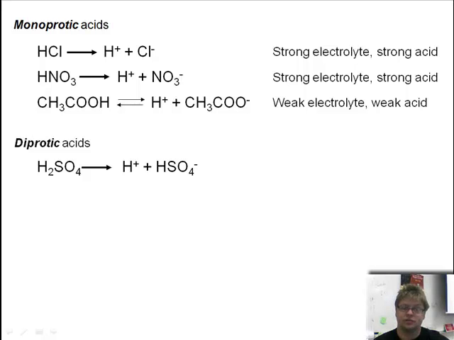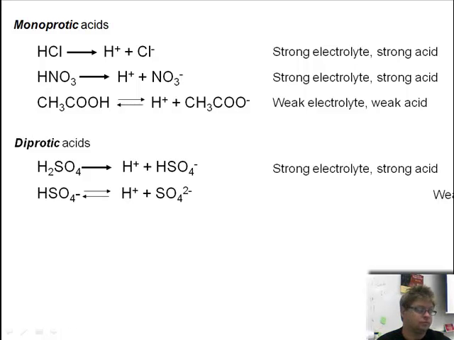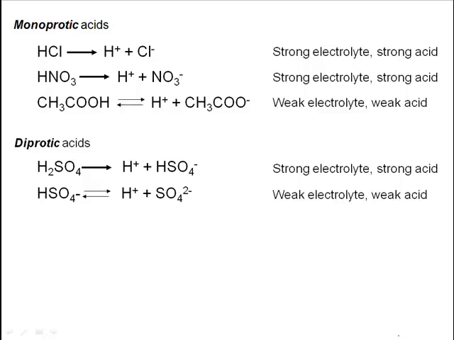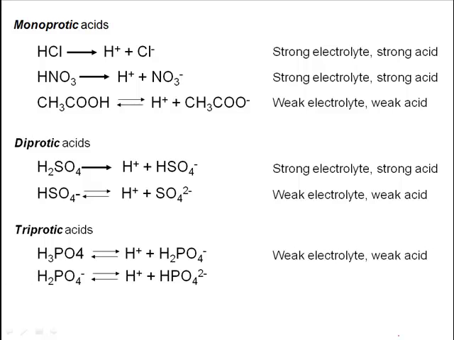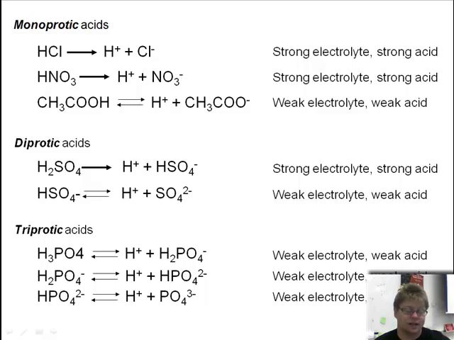Diprotic acids have two protons. However, they're not all strong. The first one is strong, the second one is weak, which means it doesn't dissociate 100% completely. Triprotic acids are all weak, in this case, phosphoric acid, and each hydrogen goes off.